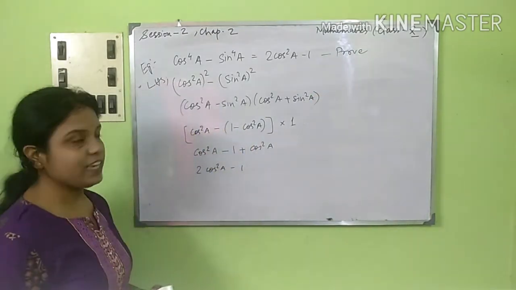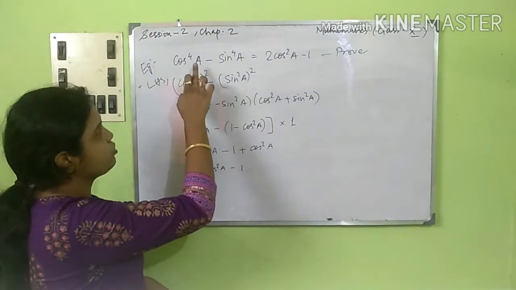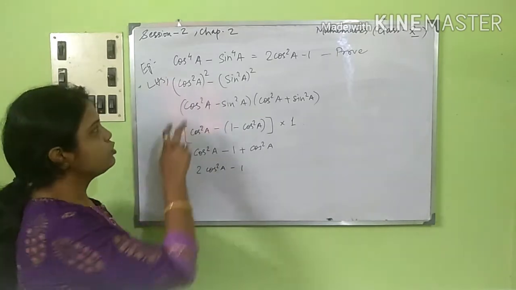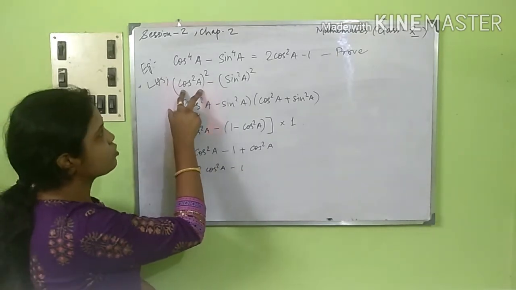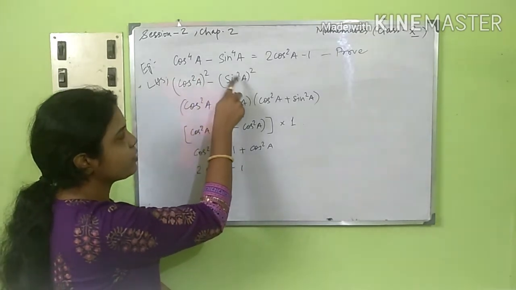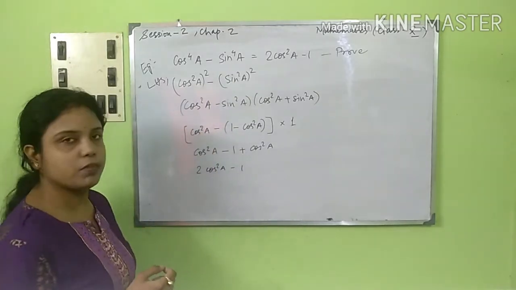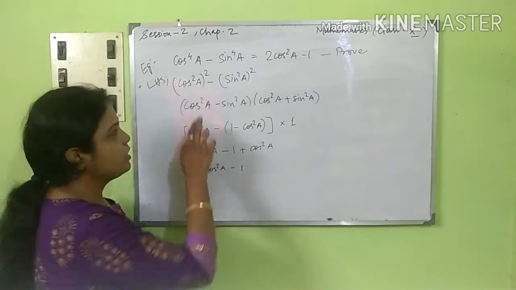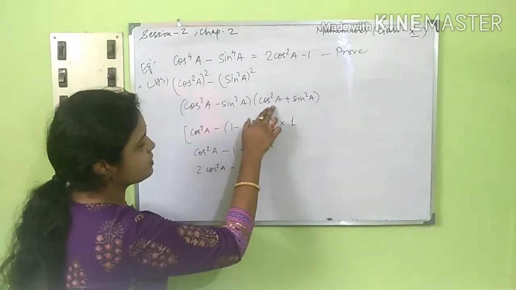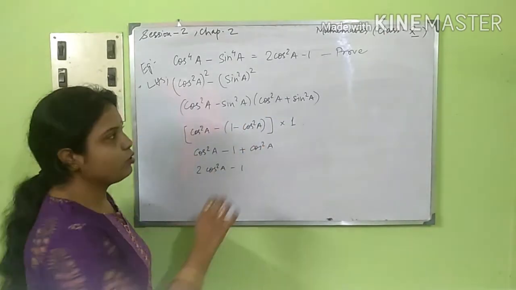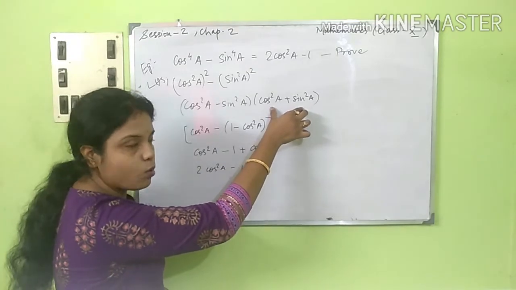Okay, so taking the left hand side, that is cos⁴a − sin⁴a. You can take this in square form, that is (cos²a)² − (sin²a)². Now the a² − b² formula already you know, that is (a − b)(a + b). So I've written in that formula: (cos²a − sin²a)(cos²a + sin²a). Now this we already know as 1.